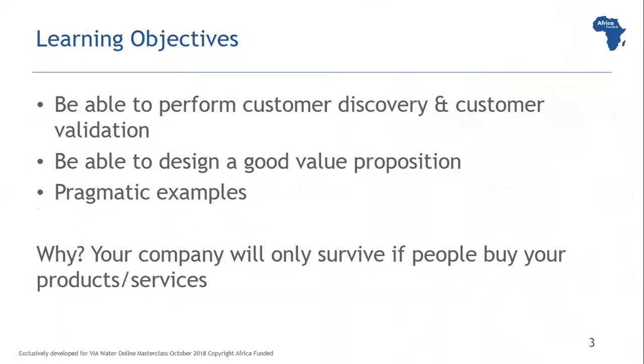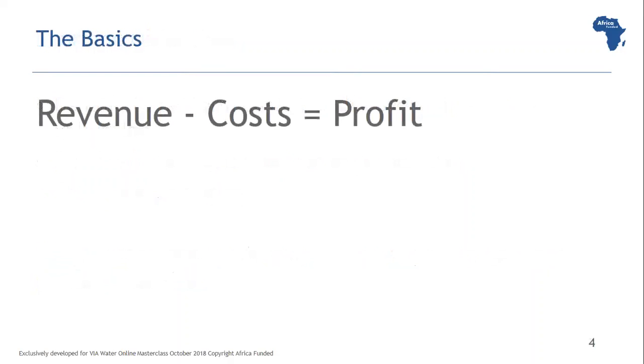And why do we do this? Because your company will only survive if enough people buy your products, right? Quite simple, quite straightforward. But it's the big next step after you have a product: how to sell it. So the most basic statement in developing a business is the essence: what we do with a business is we generate revenue, we deduct the cost, and that is profit.